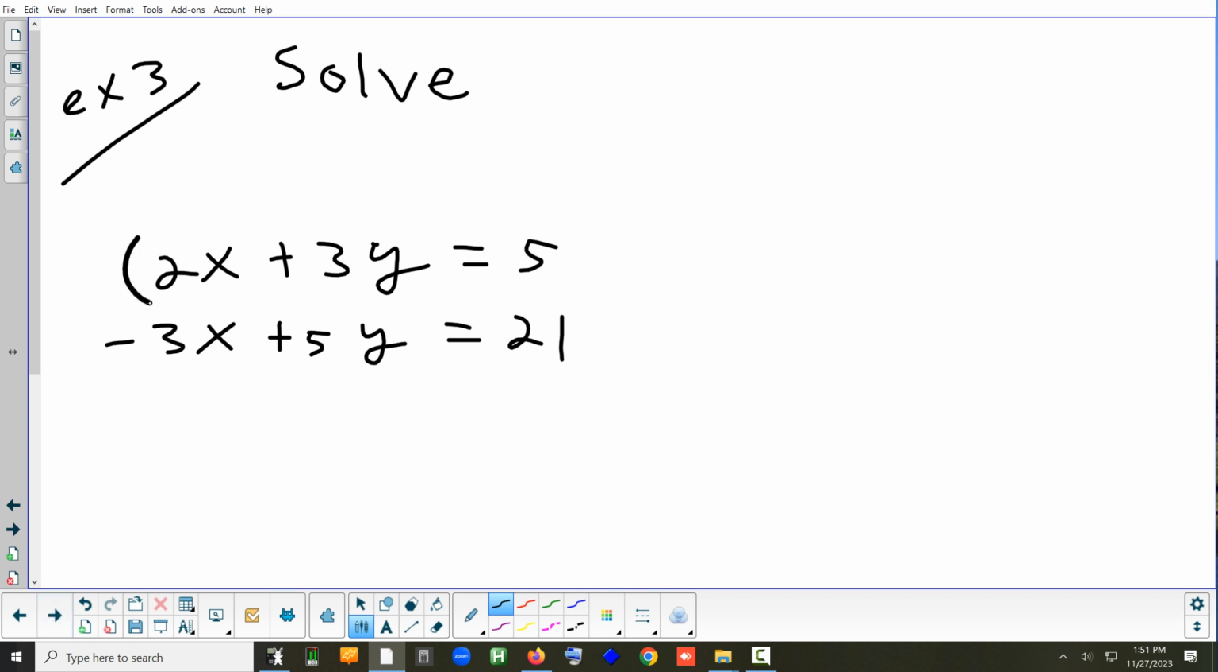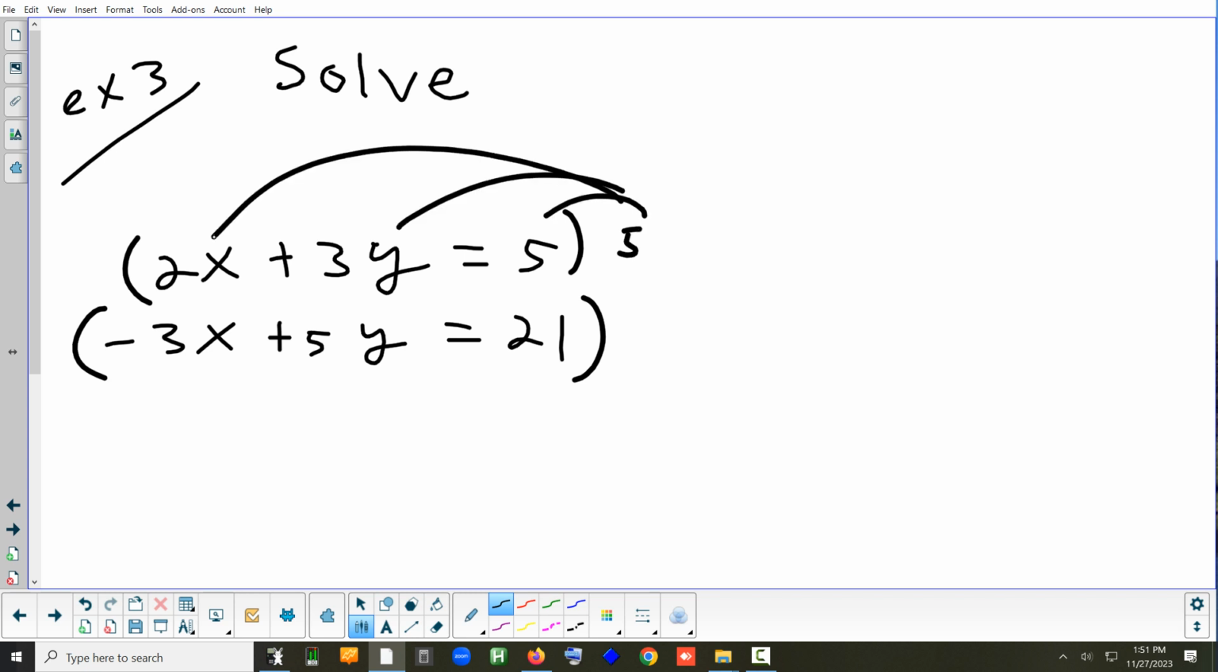Okay. Start with the top one. What could you multiply the top equation by? 5. Yep. You got a couple choices. You could have done 5 or negative 5. Now that we did 5, you don't have any choice for the bottom. So this is going to be multiplied by 5. And what's the bottom going to have to be multiplied by? Negative 3. Yeah. That's going to be negative 3.